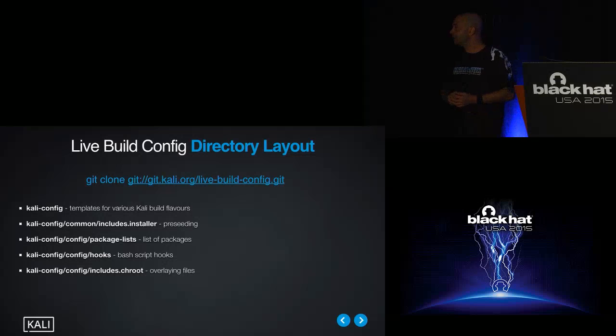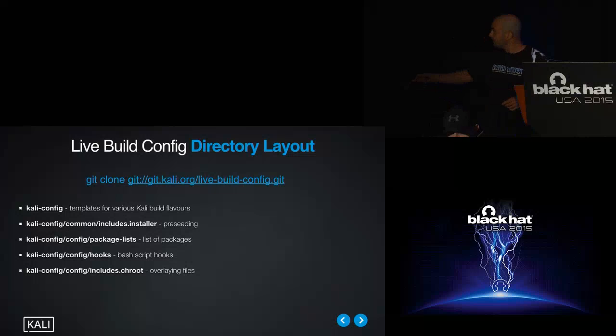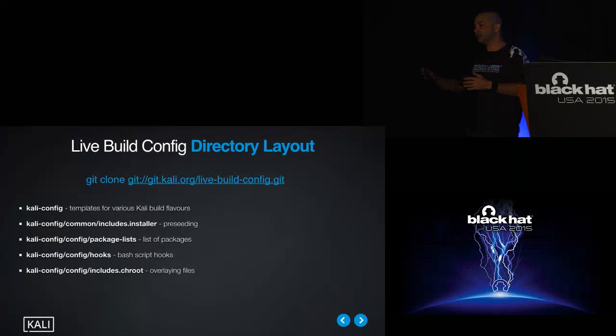Hooks, this is a really interesting option. You can actually run bash scripts at different stages of the build, again, to change or update configurations. For example, one of the things that we'll be doing is enabling the SSH service by default on our ISO, so that when you boot the ISO, the SSH service will come up automatically. Overlaying files, so include chroot. Imagine that you would like to add your own files to the file system. This allows you to literally overlay files. If you have some custom scripts that you want to add to your build, then this is the directory where you can do that.